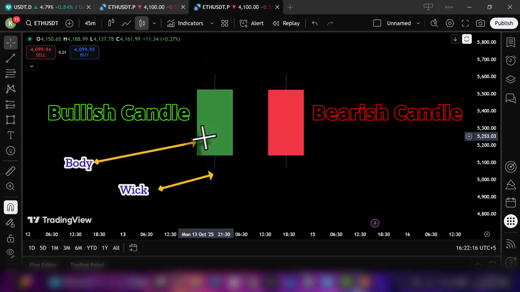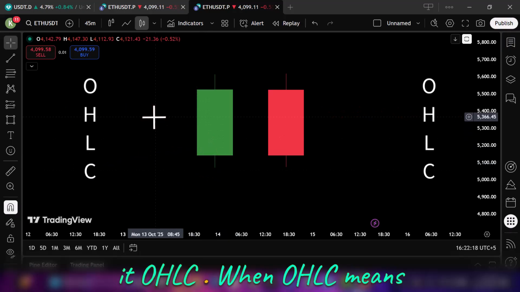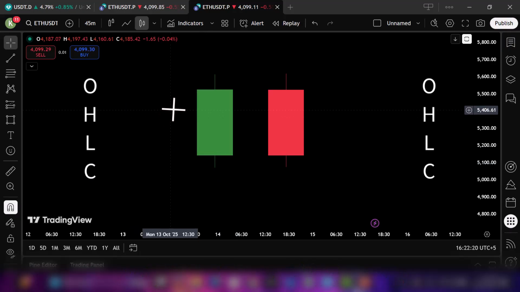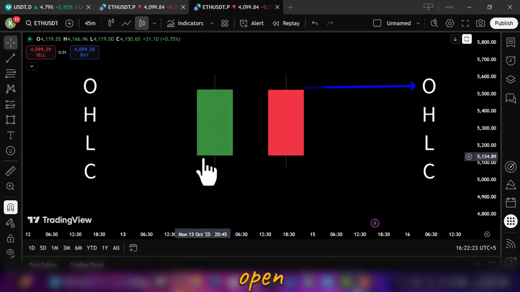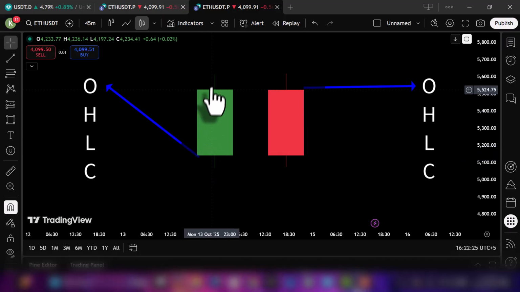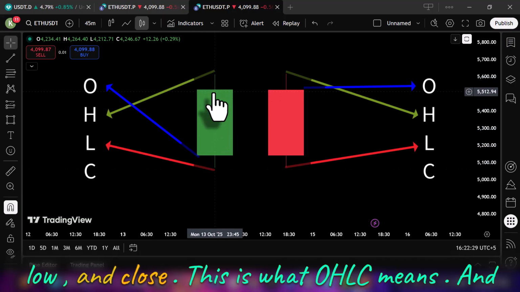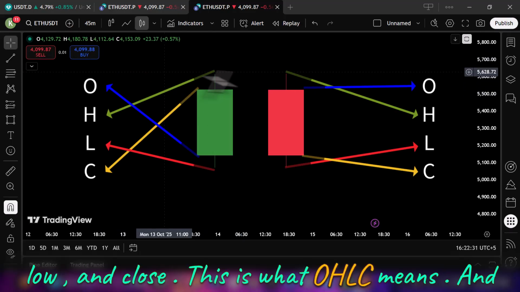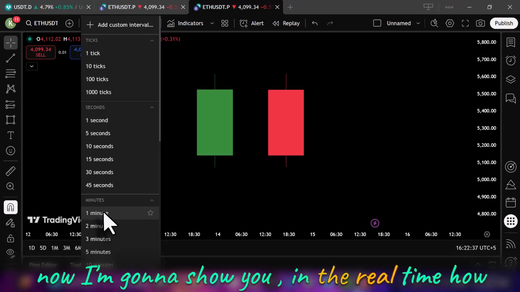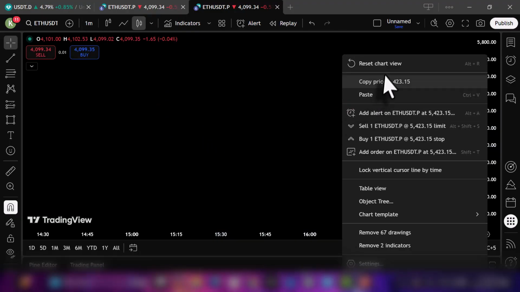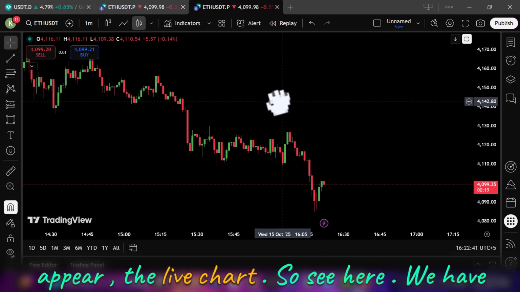So we call it OHLC. OHLC means open, high, low, and close. This is what OHLC means. And now I'm going to show you in real time how these candlesticks appear on the live chart.